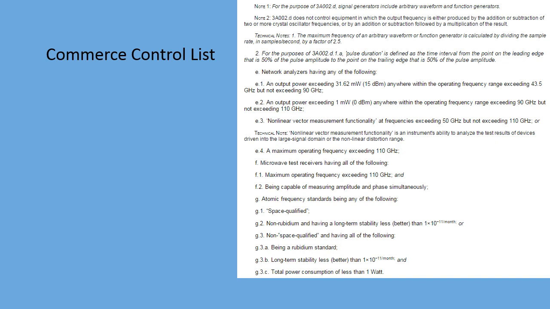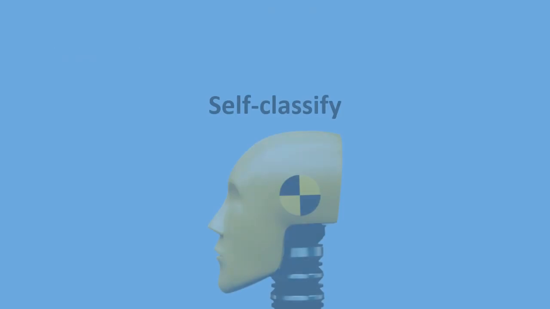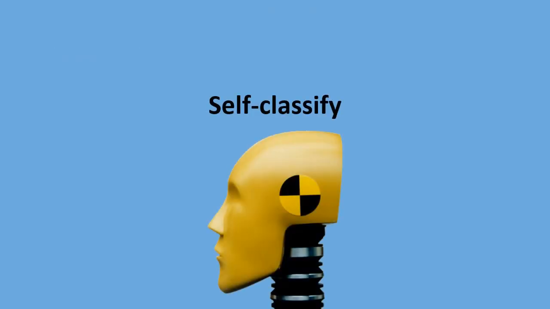As you can see, some of these descriptions are pretty complicated, and depending on your job function, you're probably not going to know these things. It's going to require the assistance from a design engineer or someone with some technical knowledge of the product. By now, any dummy can see that self-classifying, while not impossible, isn't always an easy process, and it requires a thorough understanding of the Commerce Control List.